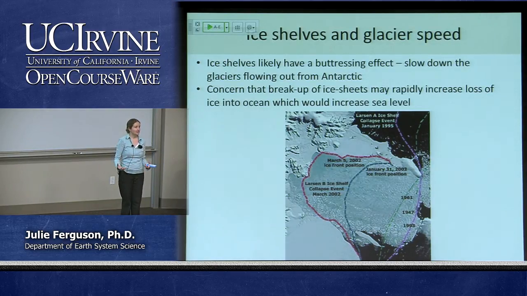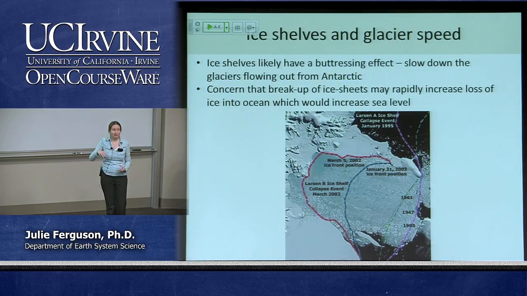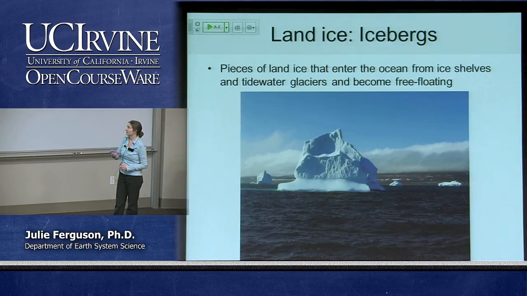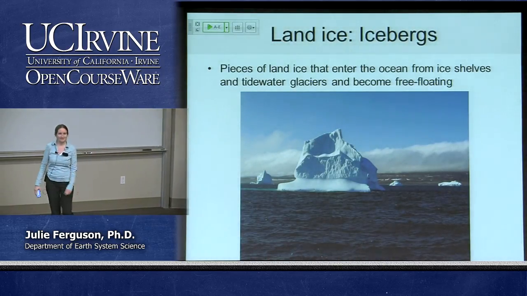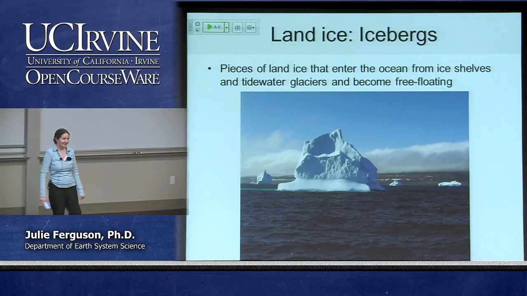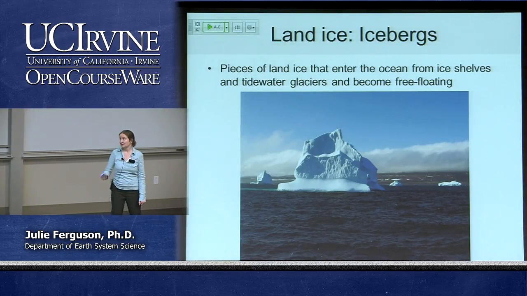We are starting to lose them. And the question is how much those glaciers behind them will speed up and how quickly they will dump extra ice into our ocean. Okay, so that's our interesting question there. So let's think about icebergs. We've got the rest of today to think about icebergs, because we're going to do some more math. And I know everyone is thrilled about that.